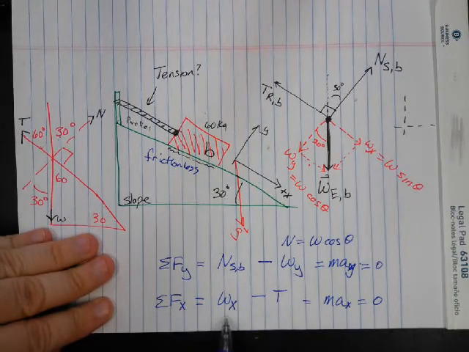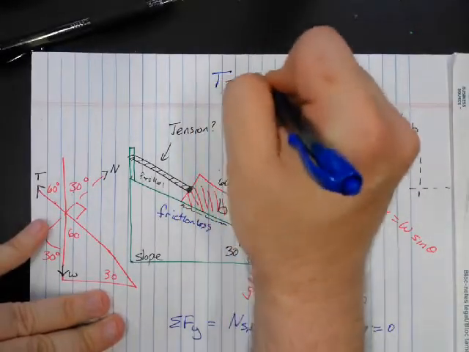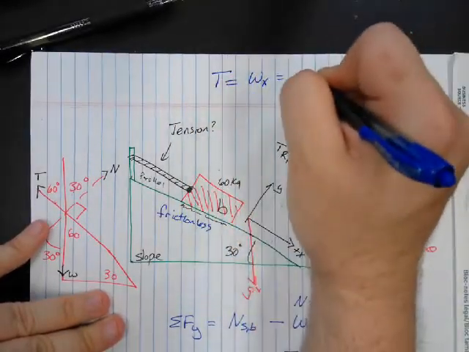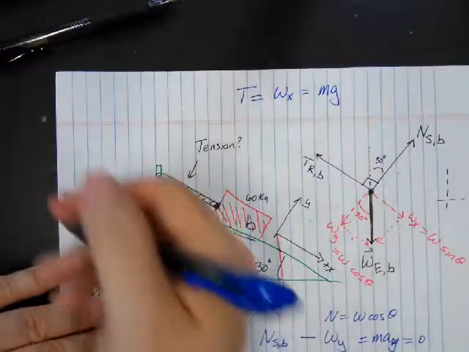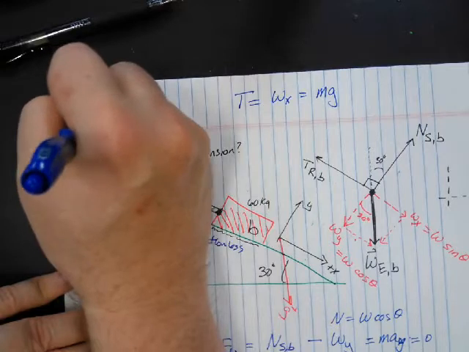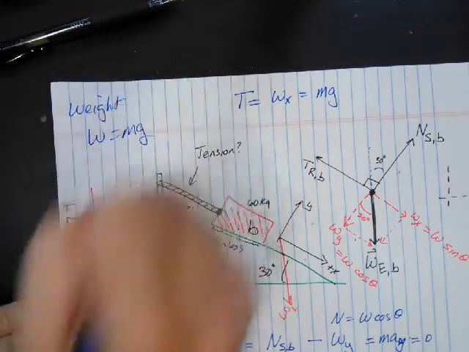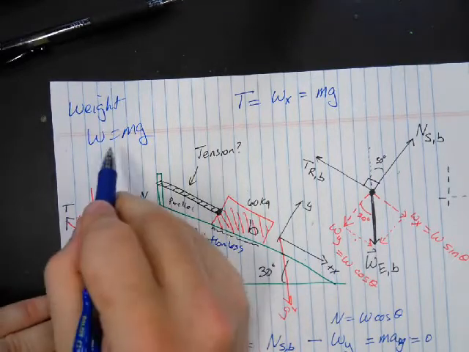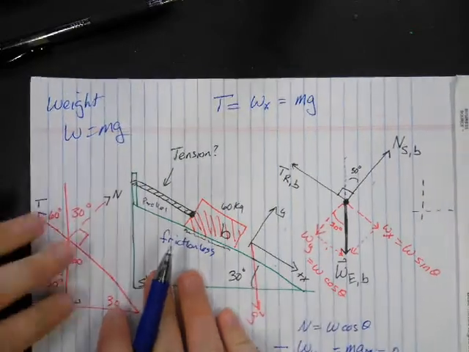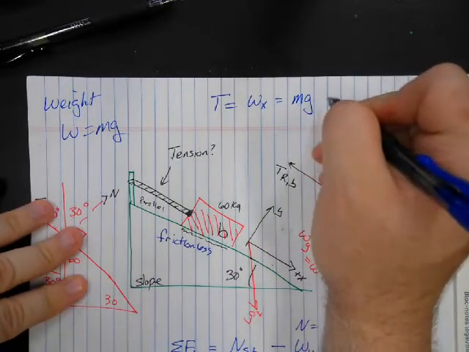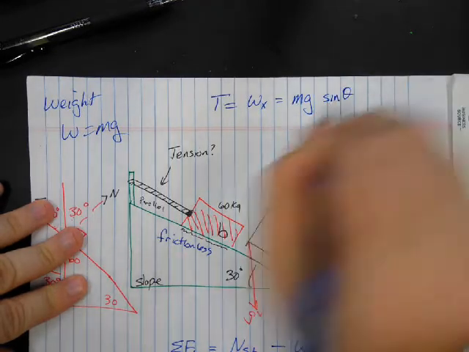But this is what we want. Our tension is going to equal the weight in the x direction. So I'm going to go up here. Our tension equals the weight in the x direction, which is the mass times g times sine theta. I should introduce the weight. The weight is the mass times g. I probably have been assuming that for a bit, so hopefully you've been doing the reading.